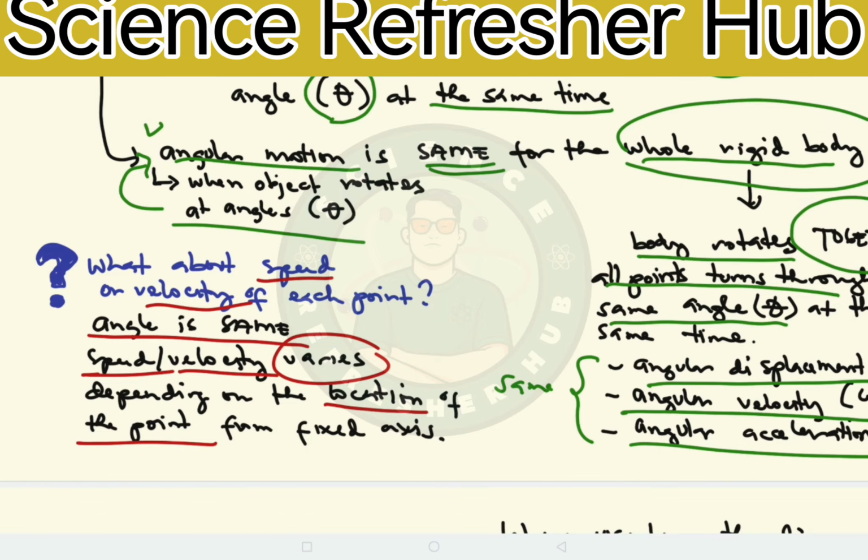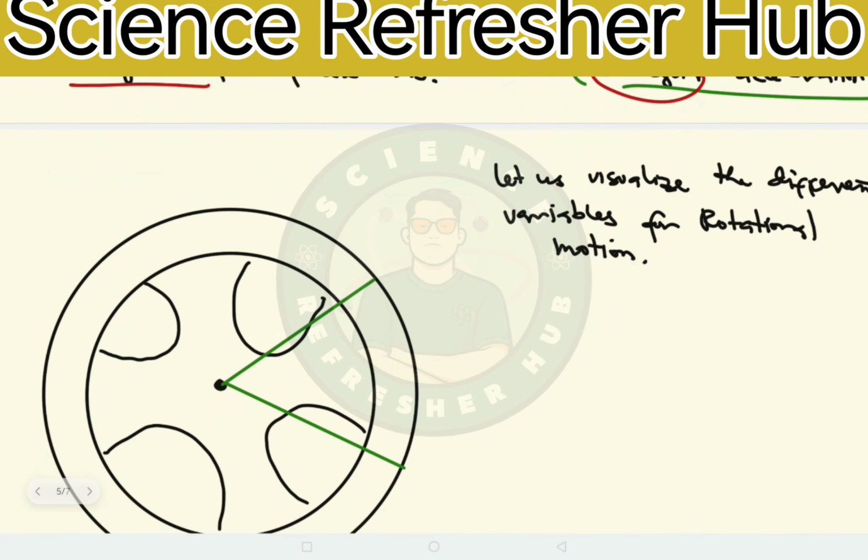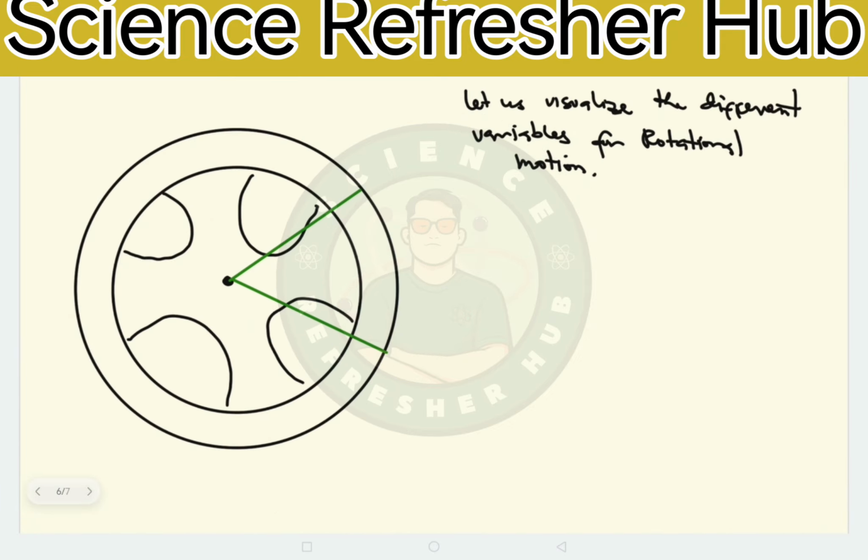Okay, again, all points of the rigid body will have the same angle all throughout that rotation. But when we are talking about the speed of a single point, or the velocity of that single point as it goes around the fixed axis, it's not the same. It varies. I'm talking about speed and velocity, or linear velocity, or linear speed. I'm not talking about the angular thing here. I'm talking about the linear thing.